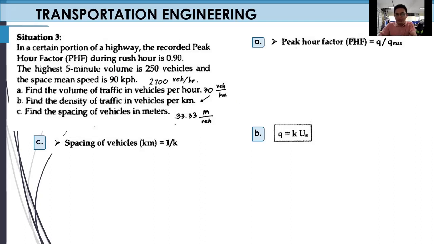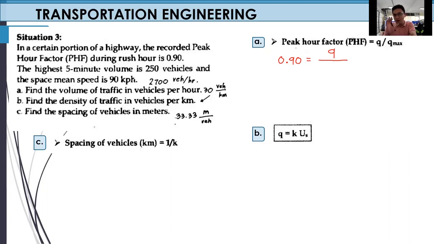So yung uunahin natin yung volume of traffic in vehicles per hour, so specific siya. Binigyan tayo ng peak hour factor, and then binigyan din tayo ng Qmax, yung volume of traffic na maximum. Therefore, we will be using this formula, yung na-discuss natin kanina. Peak hour factor is equivalent to Q divided by Qmax. So substitute lang po natin class. This is 0.90. That is our peak hour factor. Q natin, that is our unknown divided by our Qmax. So take note, Q natin, that is just volume of traffic.